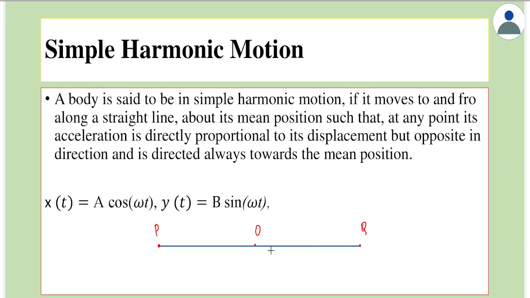What is seen is if the particle starts from point O and goes towards point Q, then its displacement will increase. The particle's speed will decrease as the particle goes from point O towards point Q. Its velocity will decrease. At the point Q, it will stop and turn back towards point O. When the particle is moving towards point O, its speed will increase. Because of the increased speed, the particle will not stop at point O.